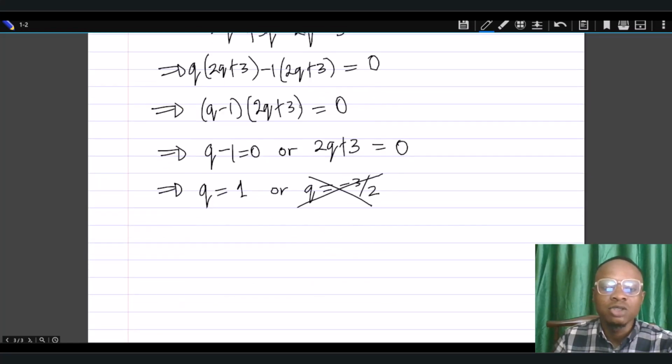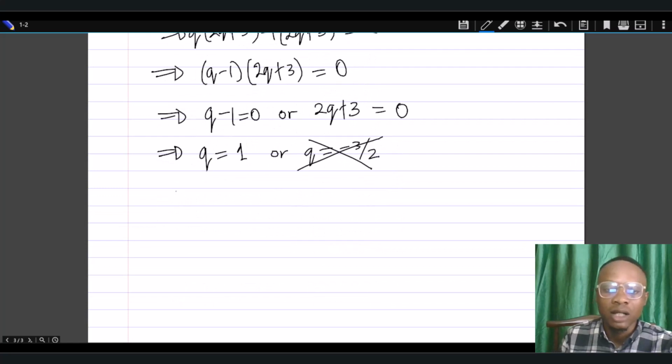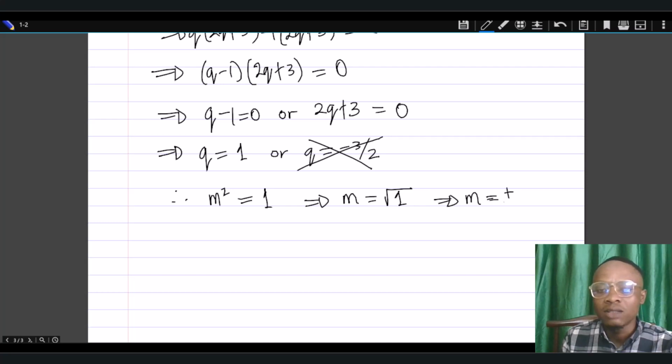So that means we now say that therefore m squared is actually equal to 1. And if m squared is equal to 1, that means m is equal to the square root of 1. Of course, what is the square root of 1? That will be plus or minus 1. So that means m is equal to plus or minus 1. So that means that the common tangent will have the slope plus 1 or minus 1.